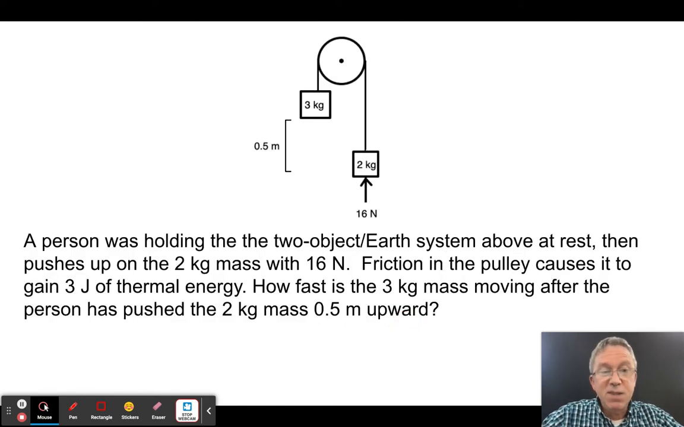All right, let's try another one. This one's even trickier, okay? So I have a person who's holding the 2-object Earth system here at rest. And then the person pushes up on the 2-kilogram mass with 16 newtons of force.